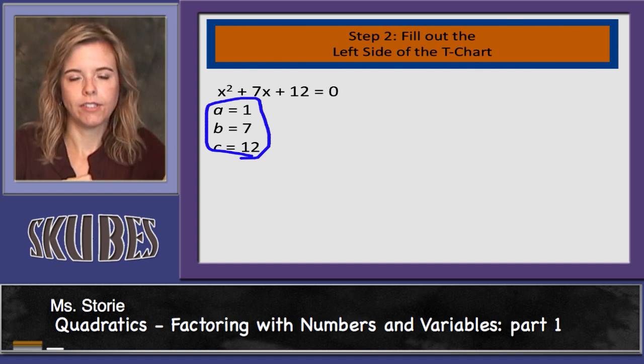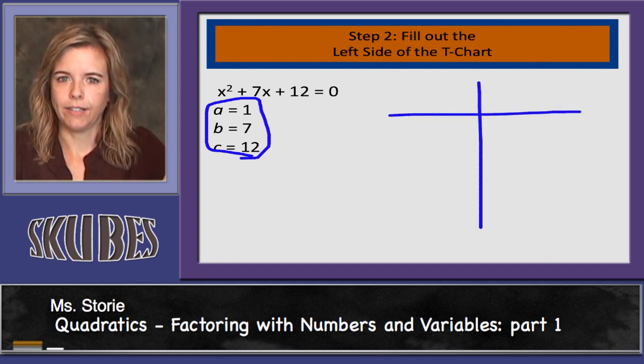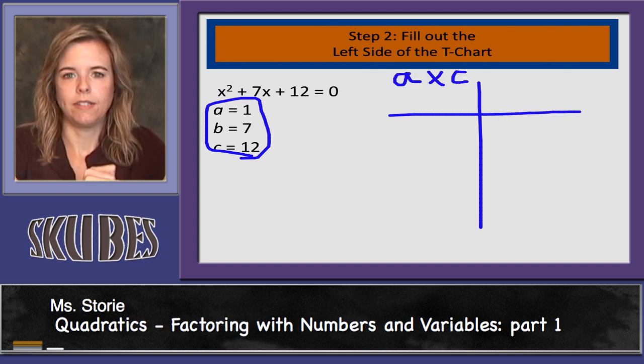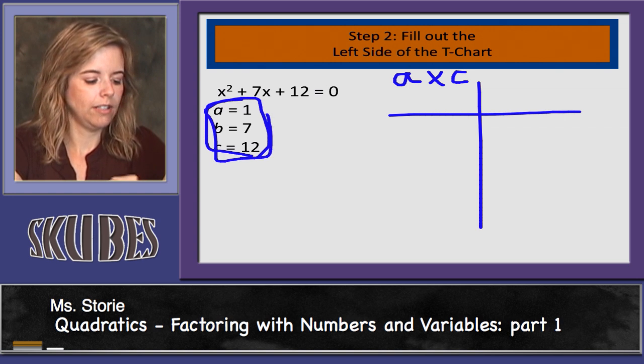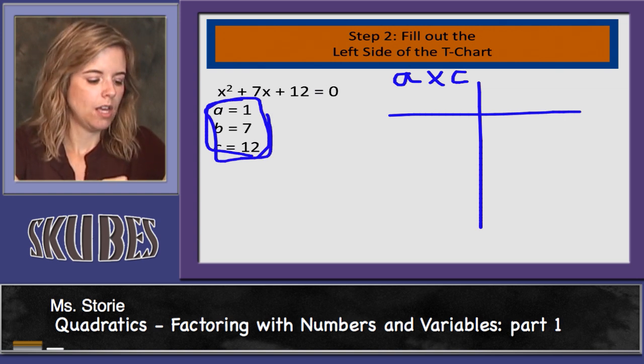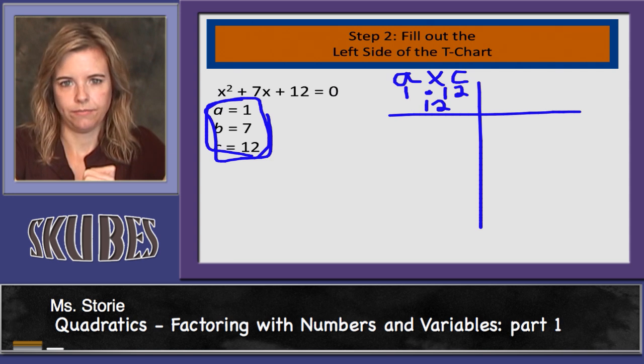Step 2 says fill out the left side of a t-chart. Why is it called a t-chart? Because it looks like the letter T. On the left side of the t-chart, you're always going to multiply a times c. This is where this lovely list comes in handy because you can just look back at it real quick and not have to dig through the equation. So for multiplying a times c, it's 1 times 12, and 1 times 12 is 12.